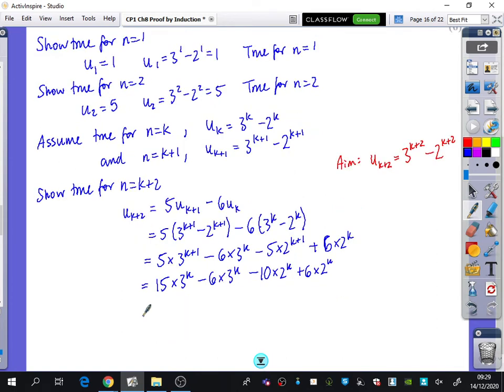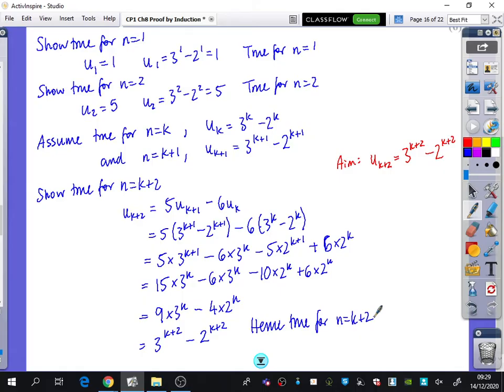And so what we end up with is 9 times 3 to the power of k minus 4 times 2 to the power of k. 9 is 3 squared, so it's 3 to the power of k plus 2. And 4 is 2 squared, so it's 2 to the power of k plus 2. Hence, it is true for n equals k plus 2.